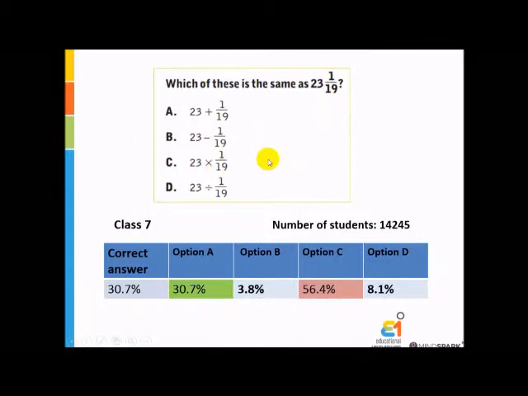Students are exposed to mixed fractions in class 5 or before in Indian curricula. So the prevalence of this misconception in class 7, and that too to such an extent, is alarming. As we saw, just a little less than 1/3 of students demonstrated the understanding of the mixed fraction notation, that 23 1 upon 19 is the same as 23 and 1 upon 19, which is 23 plus 1 upon 19 in notation.